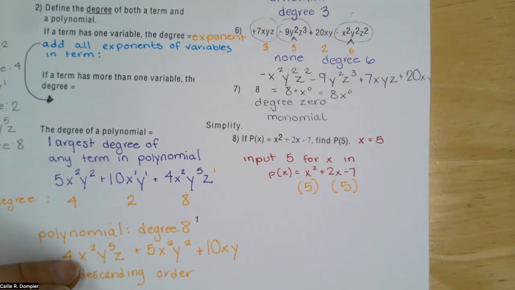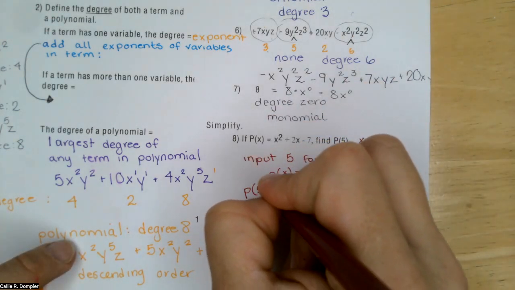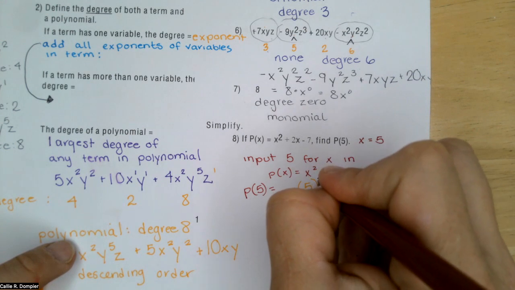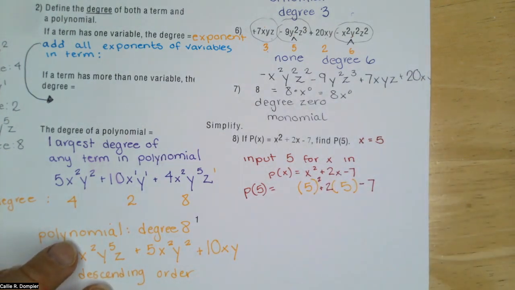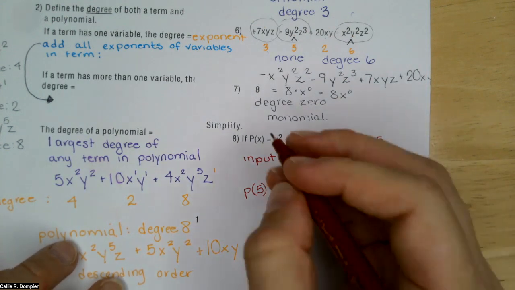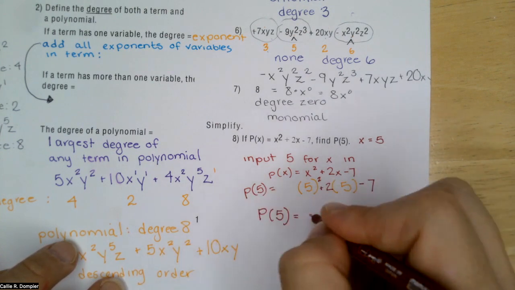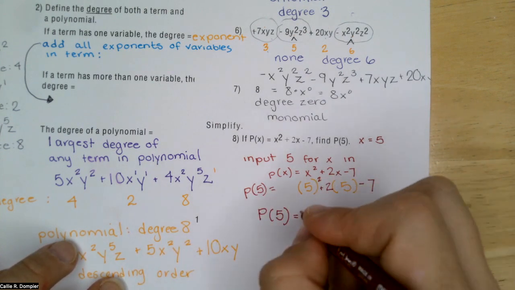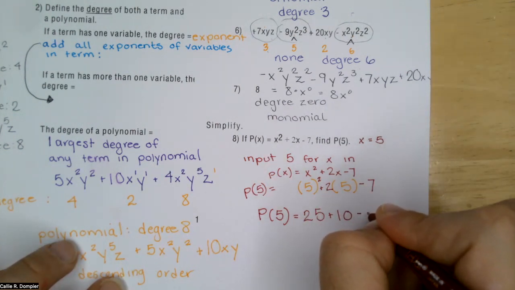But anyway, so that means p of 5 is 5 squared plus 2 times 5 minus 7. So instead of that x, I got a 5. Instead of that x, I got a 5. Let's simplify. P of 5 is 5 times 5 is 25. 2 times 5 is 10. Minus 7.